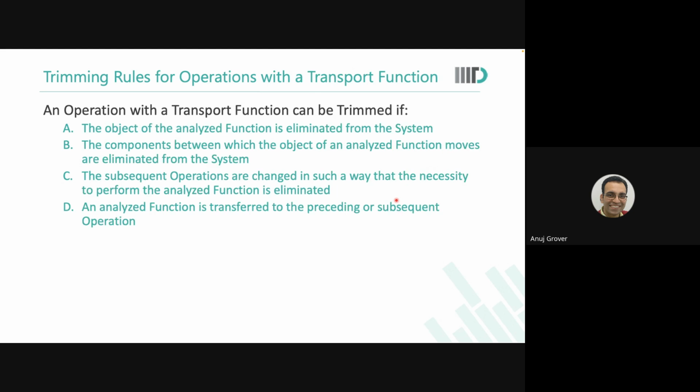Then, a transport function can be trimmed if the object of the analyzed function is eliminated from the system. The components between which the object of an analyzed function moves are eliminated from the system. Now there are no two components, all the work is happening in a single component, so there is no transportation left. The subsequent operations are changed in such a way that the necessity to perform the analyzed function is eliminated. Okay? Or the analyzed function is transferred to the preceding or subsequent operation.